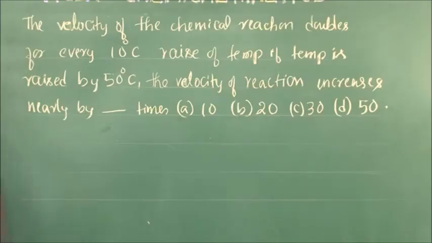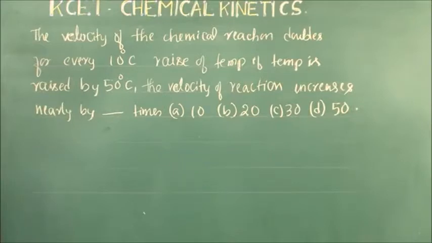Temperature is one of the factors which affects the rate of a reaction, and it is found that in case of most of the reactions, when the temperature is increased, the rate of the reaction increases. It is also found experimentally that when the temperature of a reaction is increased by 10 degrees centigrade, the rate of the reaction gets doubled. For every 10 degrees centigrade rise in temperature, the rate of the reaction gets doubled.